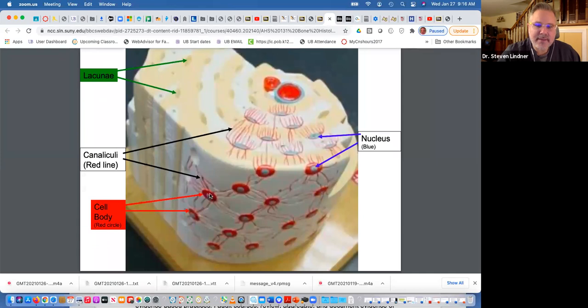This is the cell body of an osteocyte. If you just said osteocyte, I'd be happy. You don't have to say nucleus or cell body. This is the osteocyte. Canaliculi are the extensions. Okay.